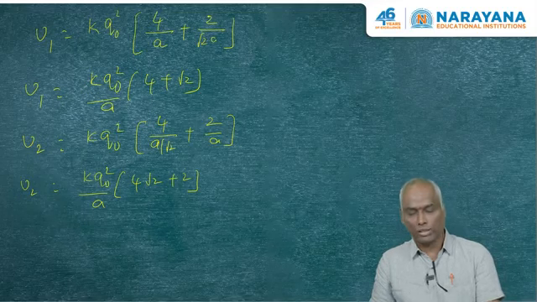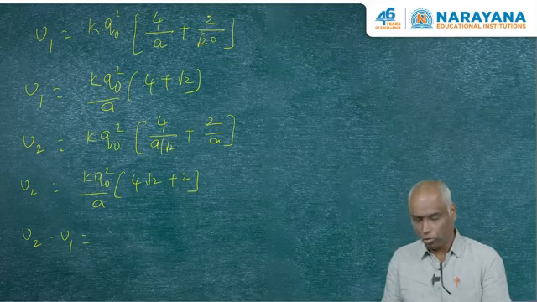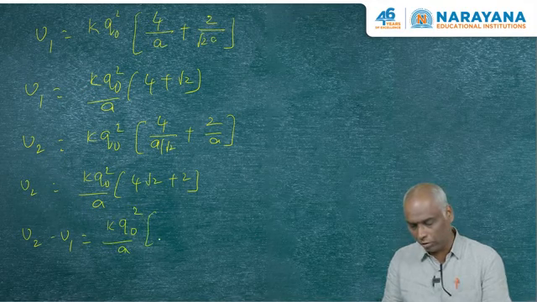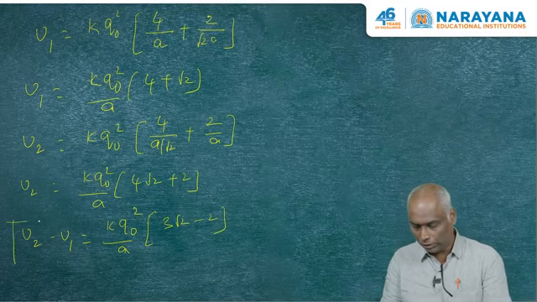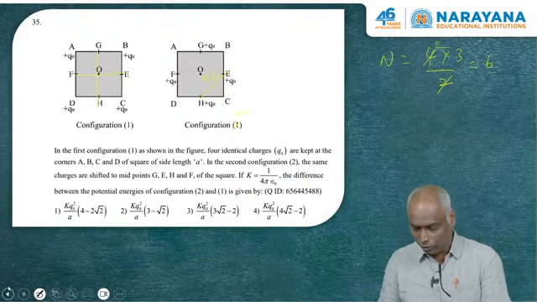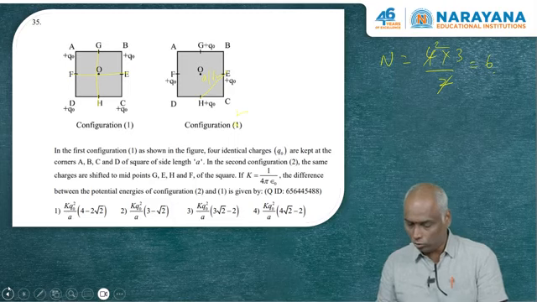Now in this one they are asking what is the difference of the interaction energies. That means you are asked to find out u2 minus u1. When I take u2 minus u1, we are going to get this value as k q naught square divided by a, taken common, 4 root 2 minus root 2 becomes 3 root 2. Next, 2 minus 4 becomes minus 2. This is going to be the difference in the interaction energy. So if you look at these options, it should be k q naught square divided by a into 3 root 2 minus 2. It's going to be option 3.